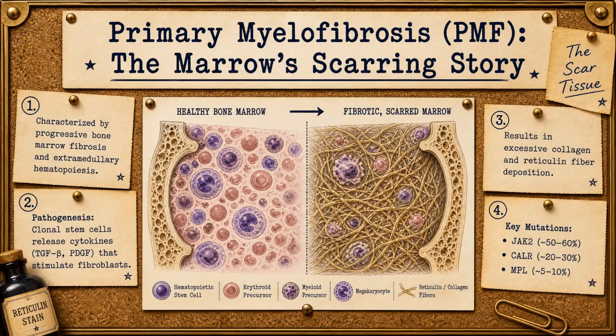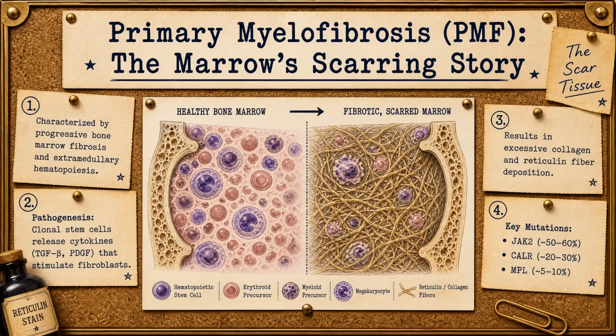PMF is a myeloproliferative neoplasm that, in addition to marrow fibrosis, is also characterized by extramedullary hematopoiesis, blood cell production happening outside the bone marrow, often in the spleen and liver, and a distinctive leukoerythroblastic peripheral blood picture. We'll dive into what that means shortly. Let's talk about the pathogenesis.